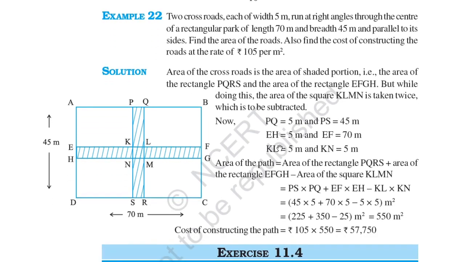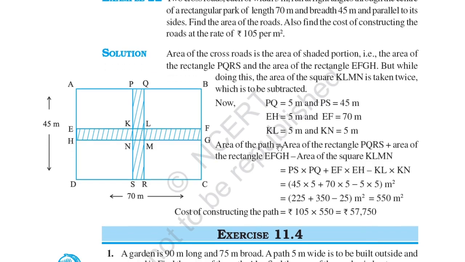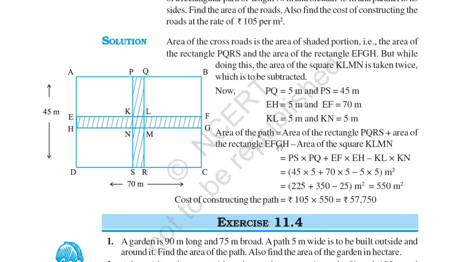So the solution is: the area of the cross road is the area of the shaded portion, that is the area of the rectangle PQRS and the area of the rectangle EFGH. But while doing this, the area of the square KLMN is taken twice, which is to be subtracted. PQ is equal to 5, PS is equal to 45, EH is equal to 5 and EF is equal to 70, KL is equal to 5 and KN is equal to 5 meter.